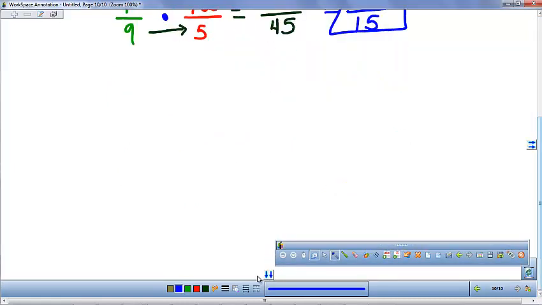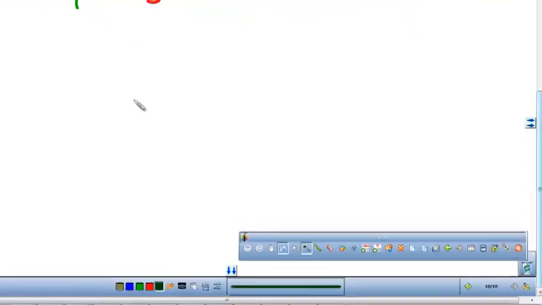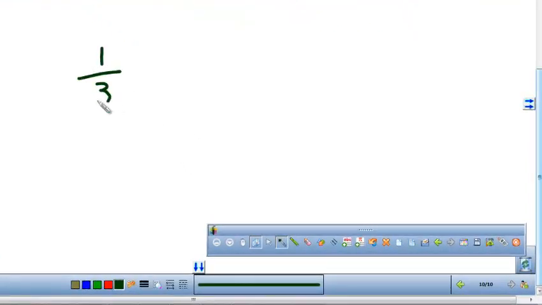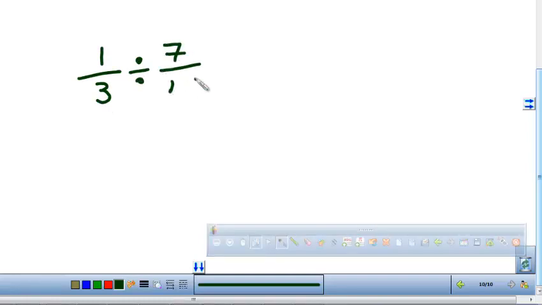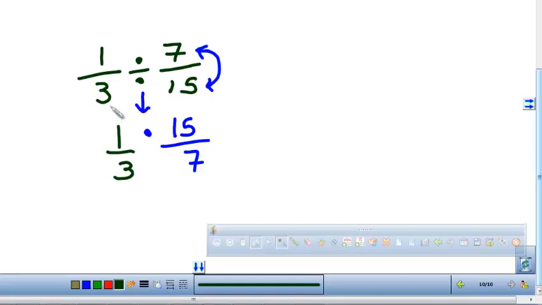Let's look at another one. Let's do 1 over 3 divided by 7 over 15. So it's divide. So the divide becomes a multiply. This one has to change. They have to switch. So it's 15 on top over 7. This one stays the same. So this one you copy, stays the same.